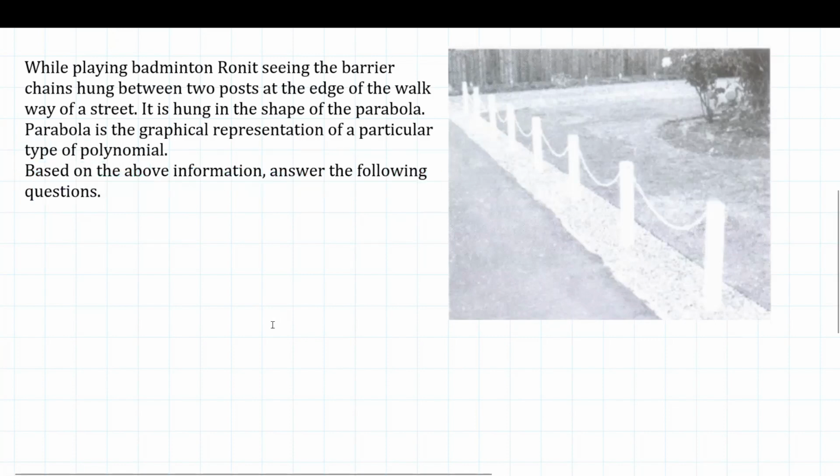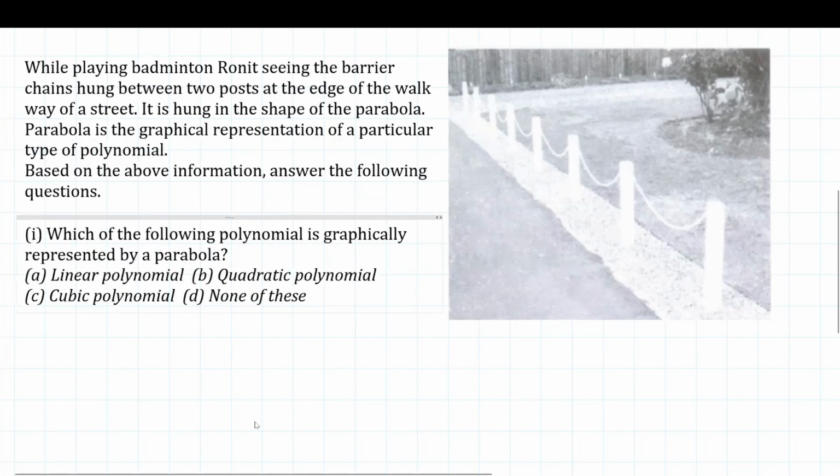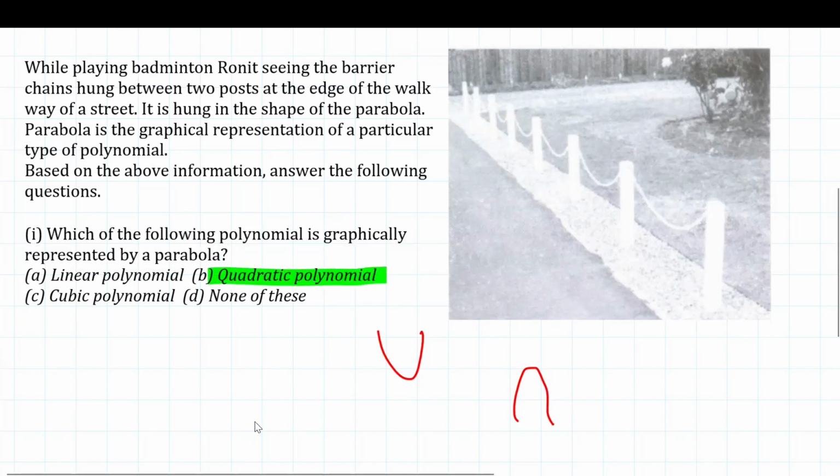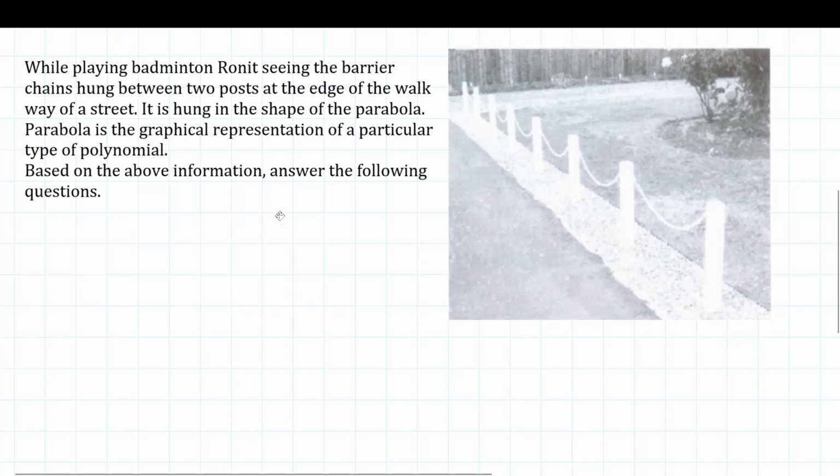So if I type the first question over here, the first question is what? Which of the following polynomials is graphically represented by a parabola? So as I said, a parabola, that is upward facing or downward facing, is represented by a quadratic polynomial. So a quadratic polynomial is what? A polynomial having degree 2.